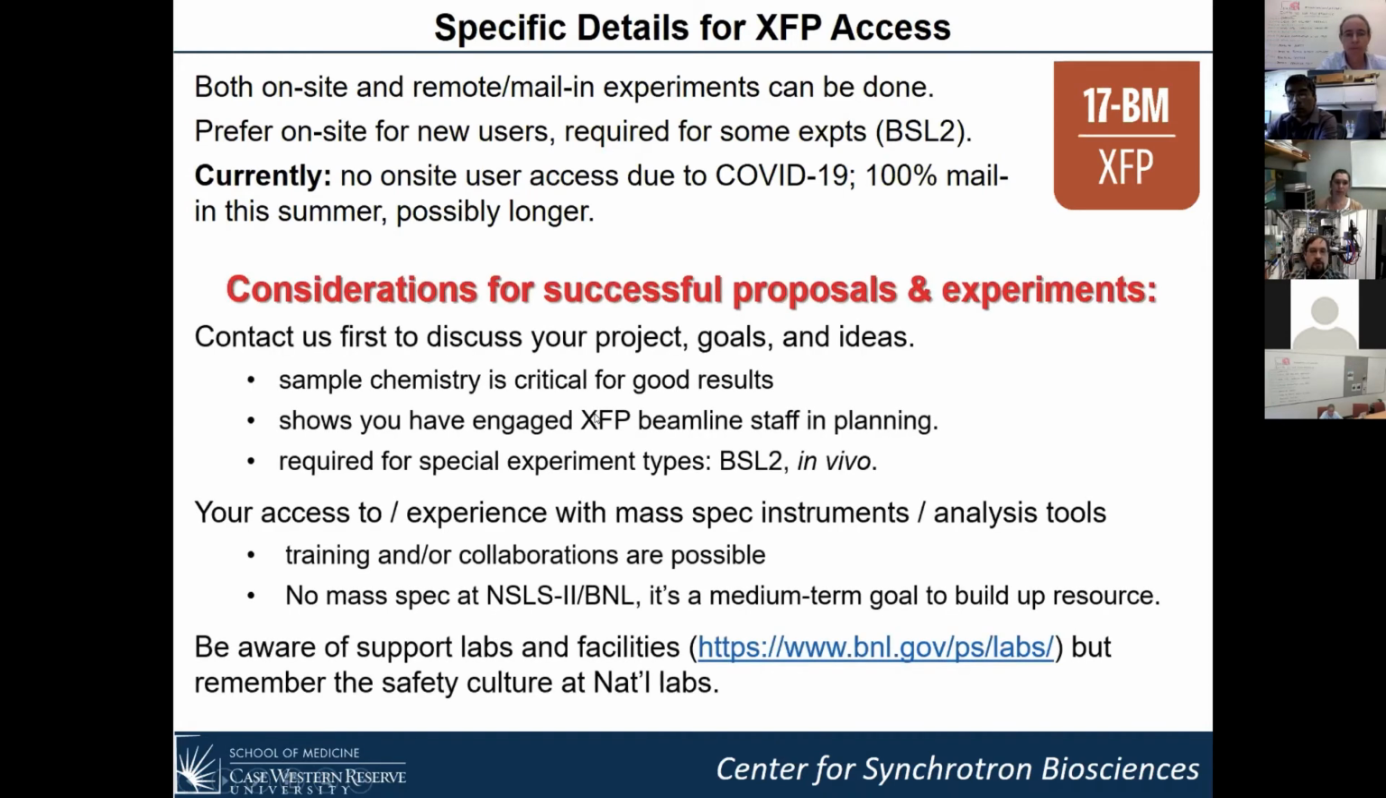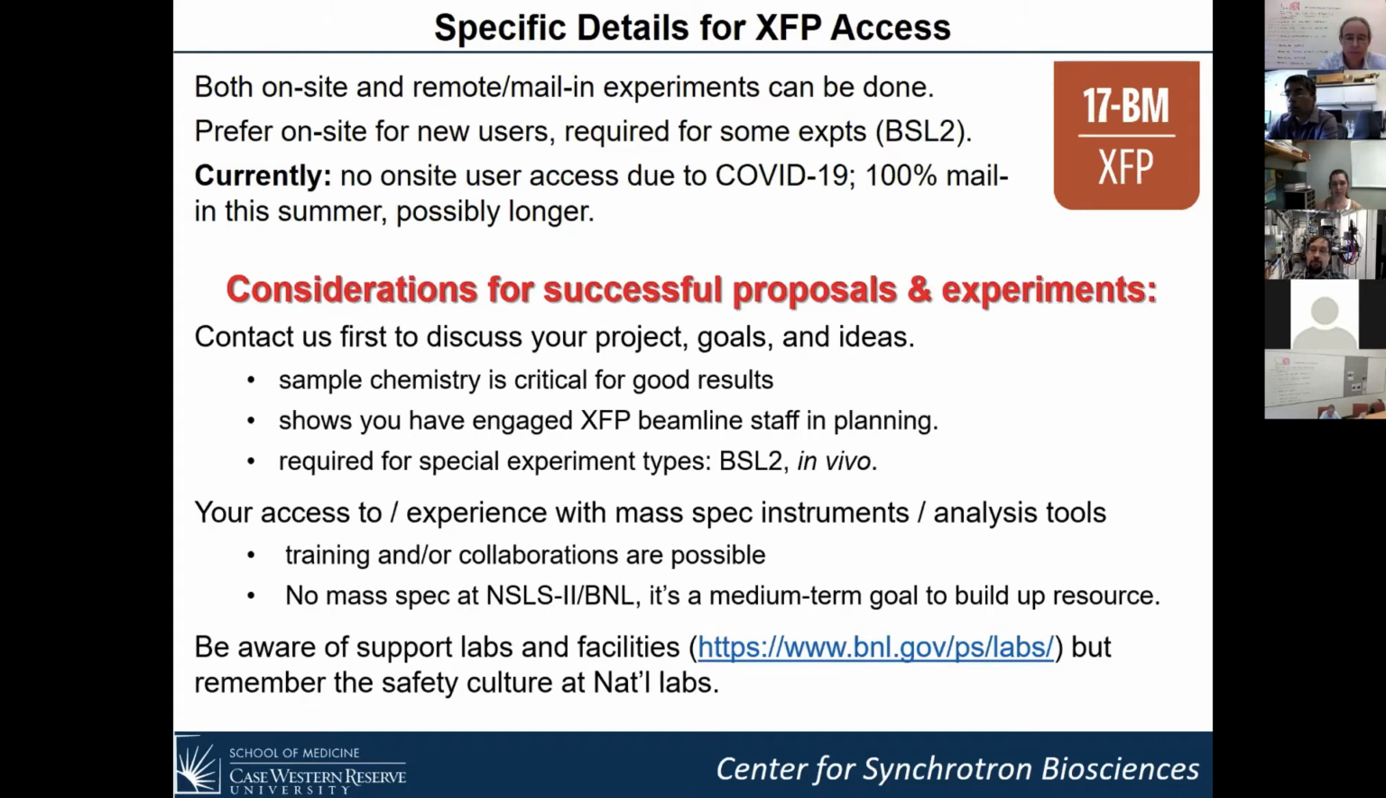So I want to highlight some thoughts on what goes into a successful experiment and proposal. The big thing, as Corey said, is come and talk to us, contact us. What do you want to do? We can help you think about the experiment design, whether it's feasible, and understand your goals, and it is required for certain experiment types. If you want to do a BSL-2 experiment or an in vivo experiment, you have to contact me to talk about it. And the other consideration is to think a little bit about your access to and experience with mass spec instruments and analysis tools.